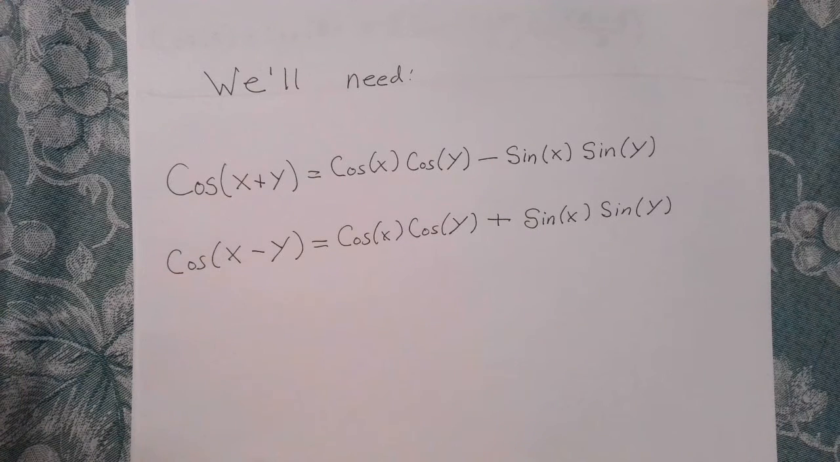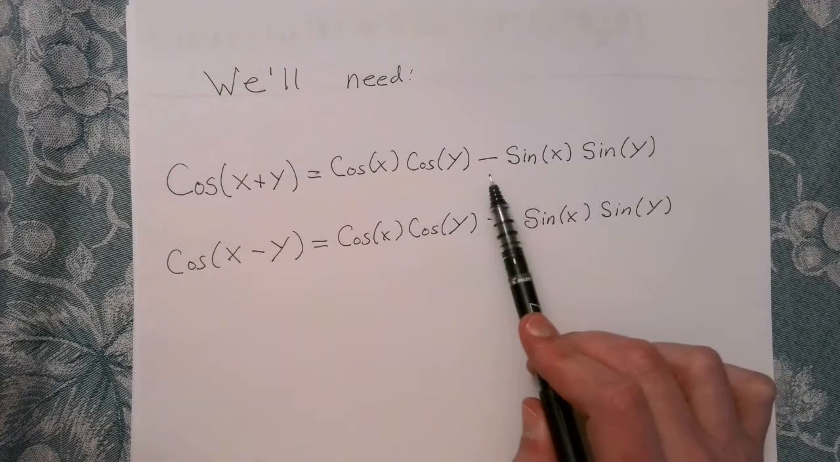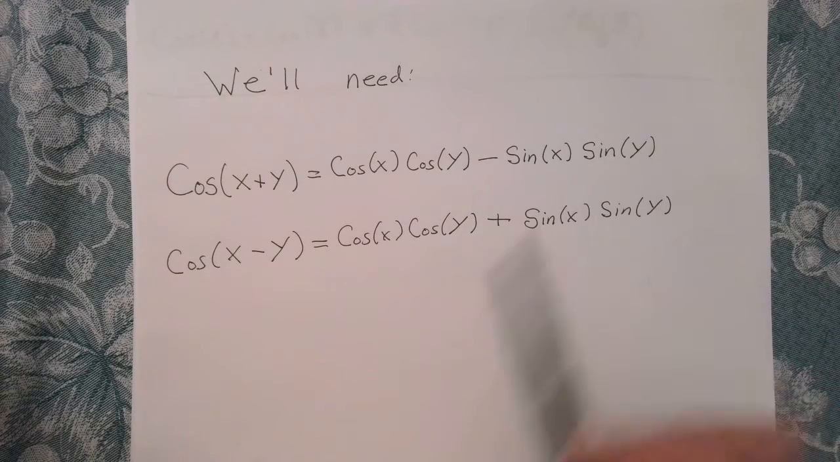Got a cool problem today, but first we need to review some pieces that we're going to need to solve the problem. So first we have the cosine of the sum of angles. So the cosine of x plus y is exactly the cosine of x times the cosine of y minus the sine of x times the sine of y.